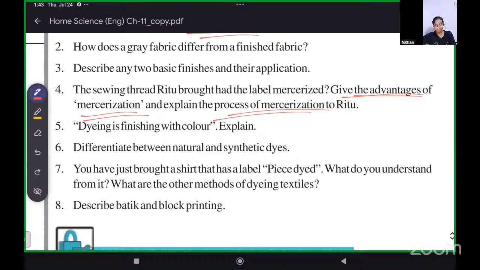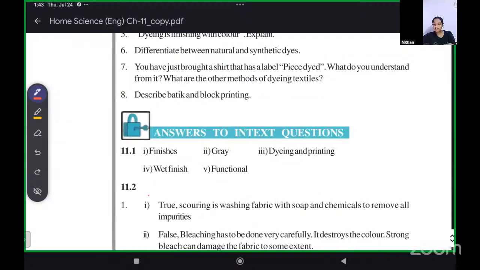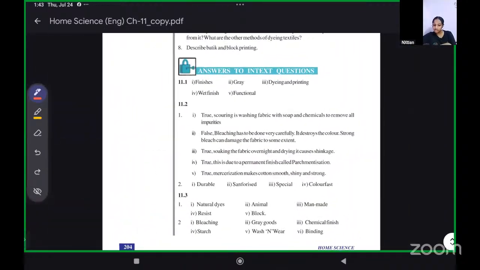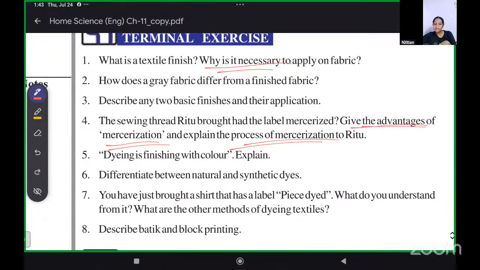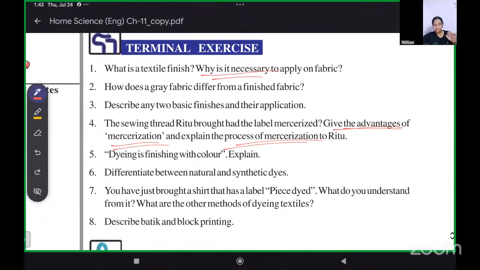Okay, we will stop here for today. Question 6, 7, and 8 we will do tomorrow. Now you can check out the terminal exercise answers here. You're not given terminal exercise answers. I think it's in English, but if you want, it's in English.